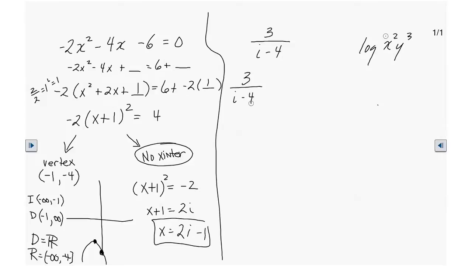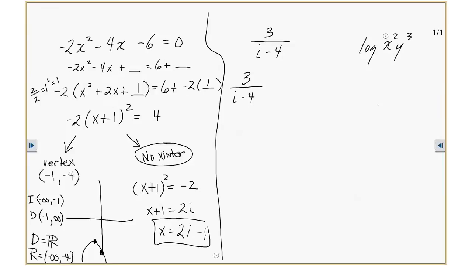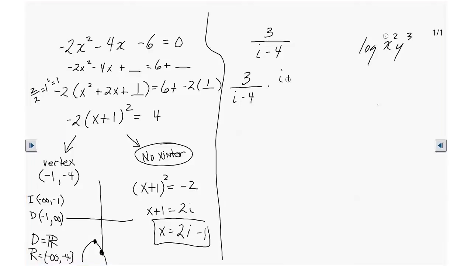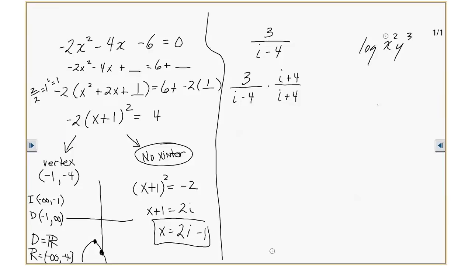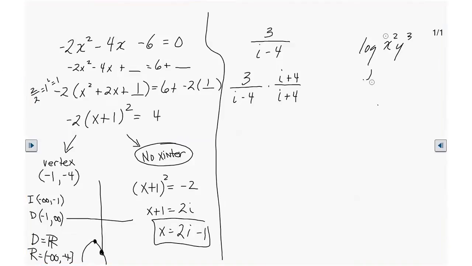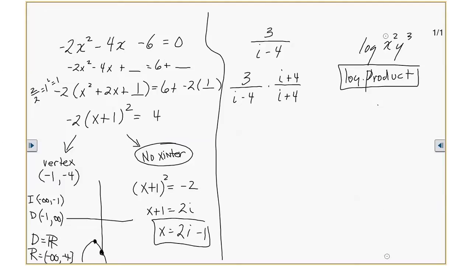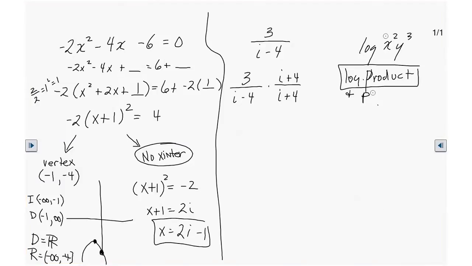What's the conjugate of i minus 4? i plus 4. So we're going to multiply by i plus 4 over i plus 4. And this is the product rule. Log product and power.